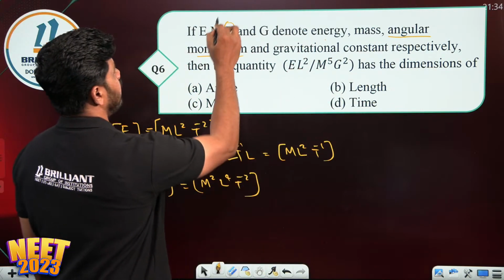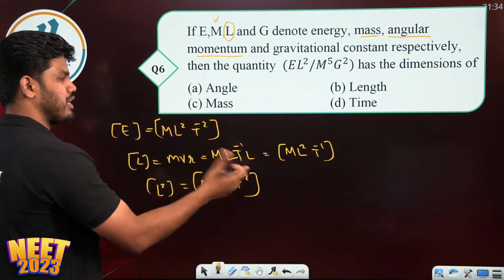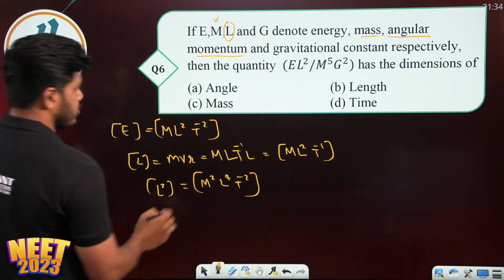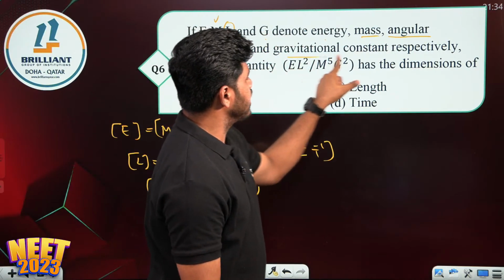What is m? Check m. M is the mass, so it is easy. M is the mass, so m raised to 5, we can take m raised to 5 only. No worries. Then G squared. What is G? G is given as the gravitational constant.